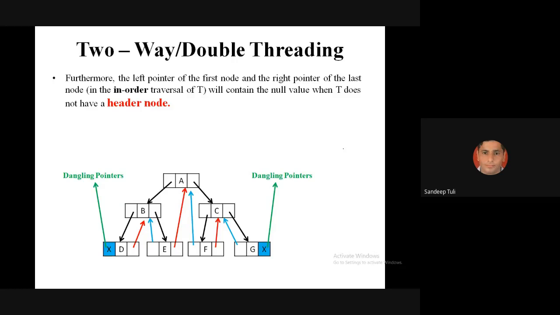So we are trying to utilize these dangling pointers. Technically you should know that these kinds of pointers are also known as dangling pointers. Is it okay now? They are declared but still not being used; null. Sir, will these pointers remain empty? Yes, they are empty right now, and we will utilize them somewhere further on. Furthermore, the left pointer of the first node and the right pointer of the last node in in-order traversal will contain null values.